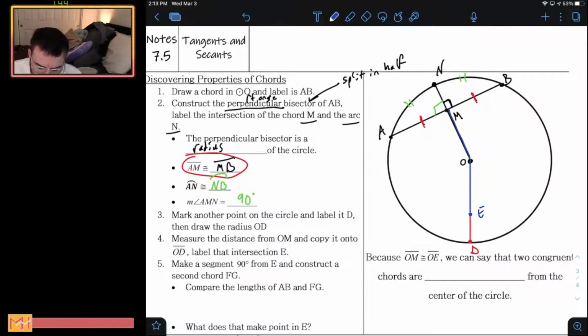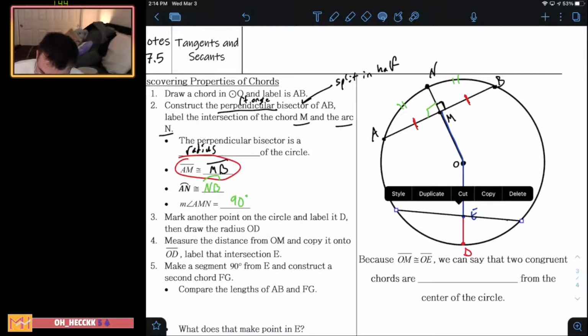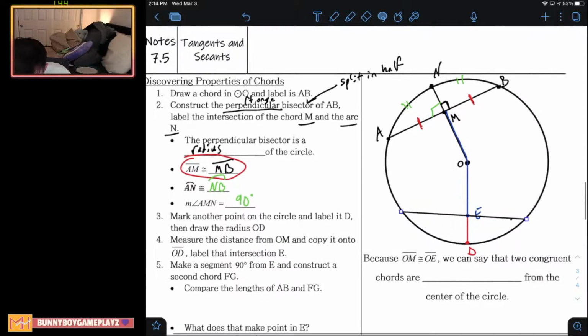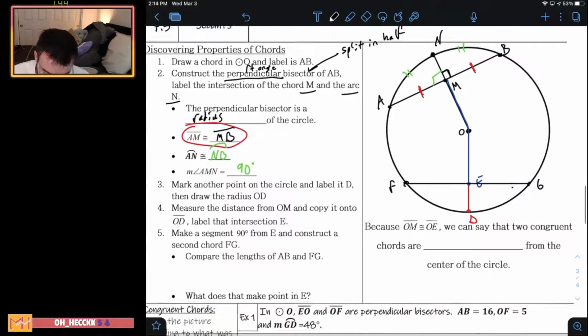Make a segment 90 degrees from E and construct a second chord, FG. So 90 degrees that goes through E. That is not 90 degrees. I want something like that. That'll do. And that's FG. I said this was going to be the quickest video of all time, but I'm struggling to draw. I'm sorry.